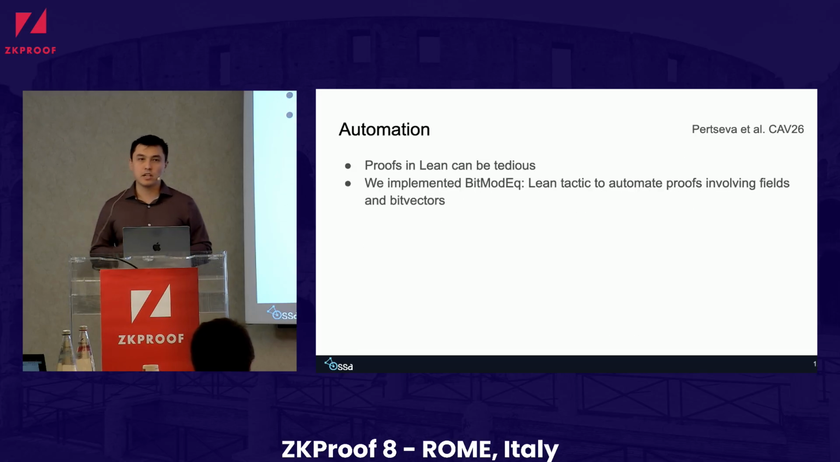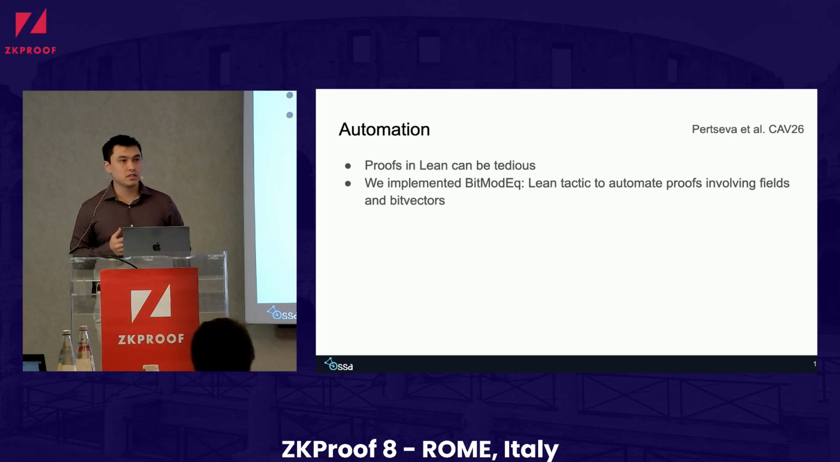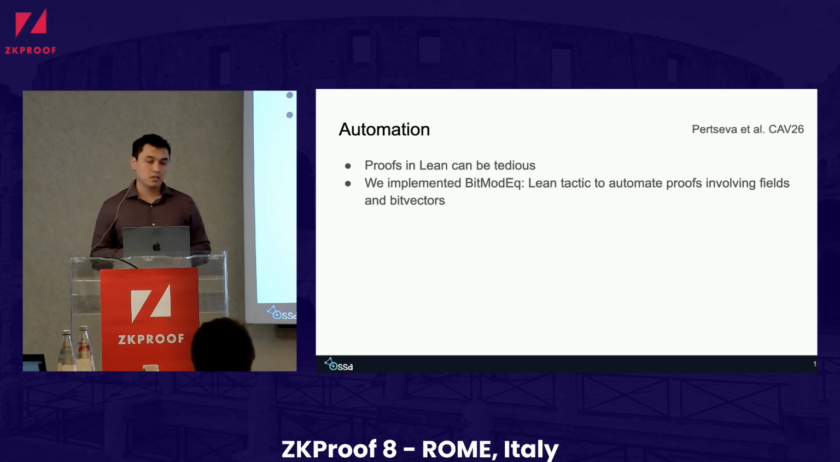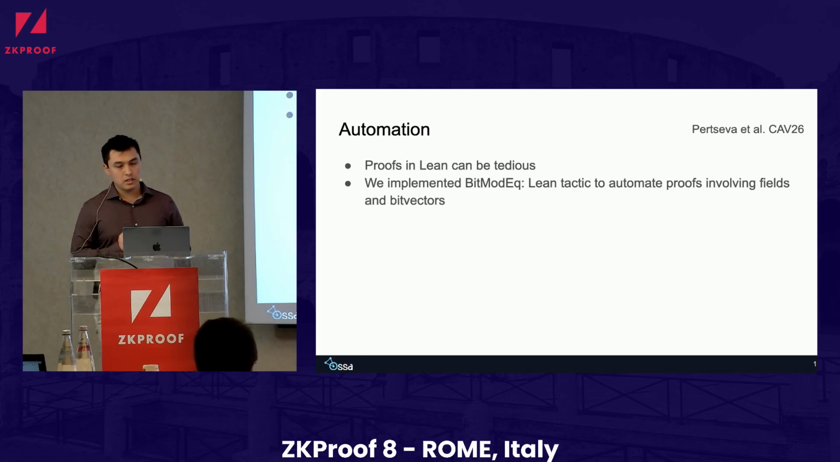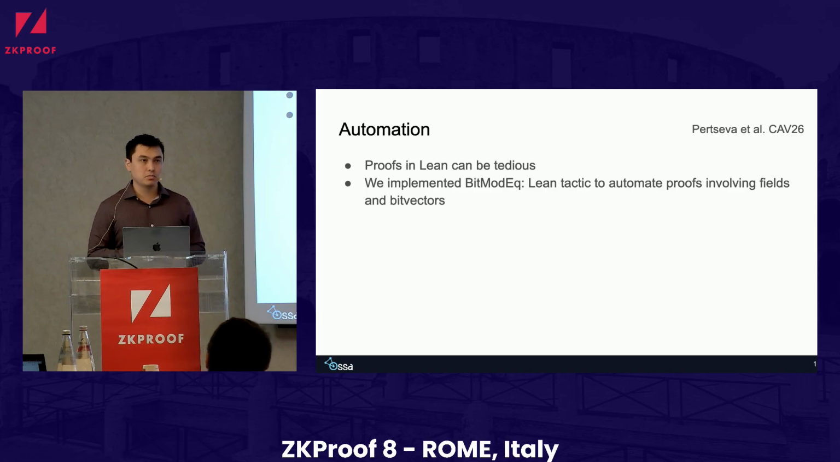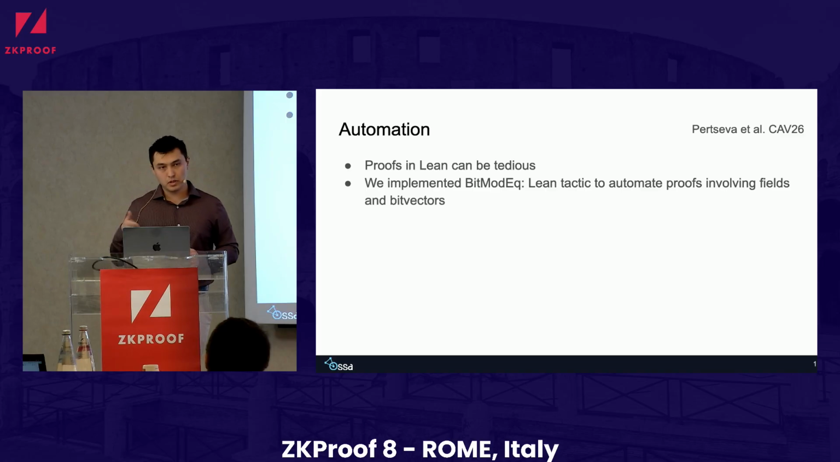Like I mentioned earlier, we've implemented some automation to help with the ergonomics of doing proofs over these circuits. This work was just accepted to CAV, so Lisa will be presenting that later this summer. Basically, we've implemented a tactic in Lean called bitmod_EQ, and this helps you automate some of these proofs between field arithmetic and bit vectors. So it helps you solve those kinds of problems if you're proving them about your circuits.